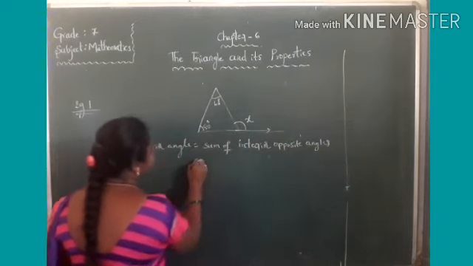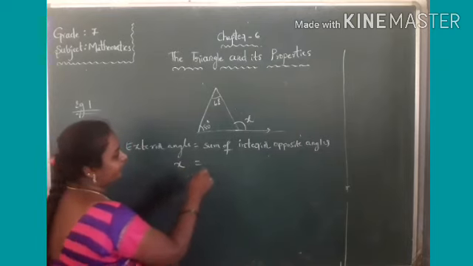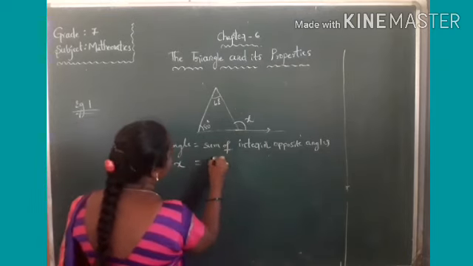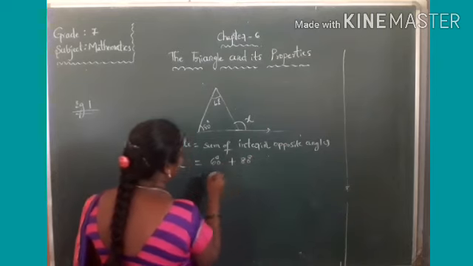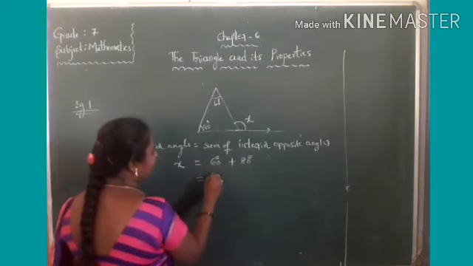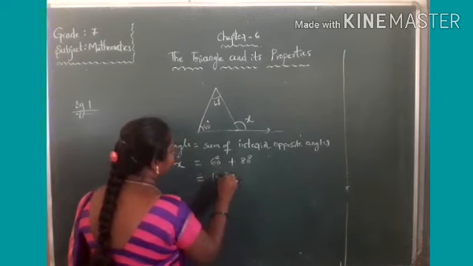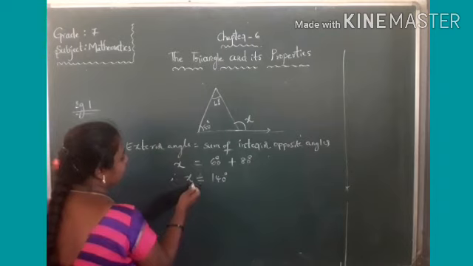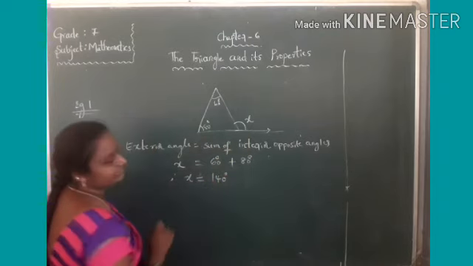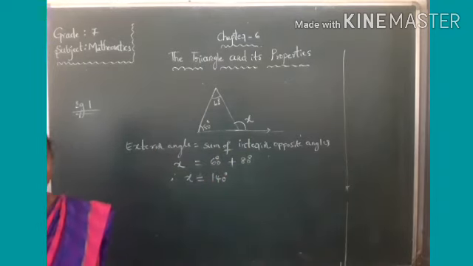Okay, so the exterior angle is x. The interior opposite angles are 60 degrees plus 80 degrees, so that is equal to 140 degrees. So what is the exterior angle here? The exterior angle x is equal to 140 degrees.